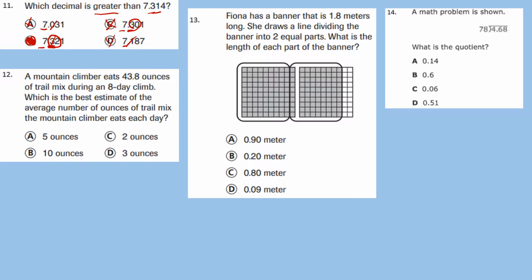Number 12, a mountain climber eats 43 and 8/10 ounces of trail mix during an 8-day climb. Which is the best estimate of the average number of ounces of trail mix the mountain climber eats each day? There's that each day again, so we're looking for a division. Well, I want an estimate. So if I count by 8, what number will I say that's close to 43? 8, 16, 24, 32, 40 is very close. So 43 and 8/10 rounds to 40. So how many groups of 8 can I make out of 40? And the answer should be 5 ounces.